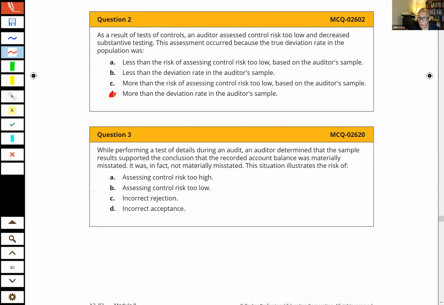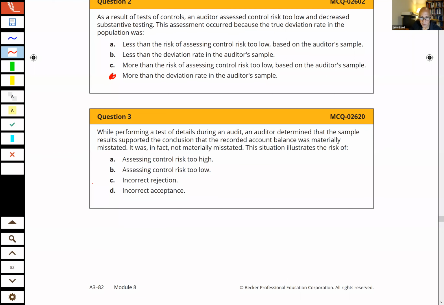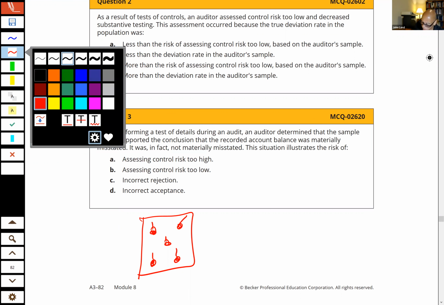Is eating a poison apple a mistake? So we could reword this question: as a result of tested controls, an auditor assessed the chance of a poison apple too low. In other words, what happened? This is a barrel. These are apples. There are 5 apples in the barrel. The auditor did what? Here, let's have the auditor come over.